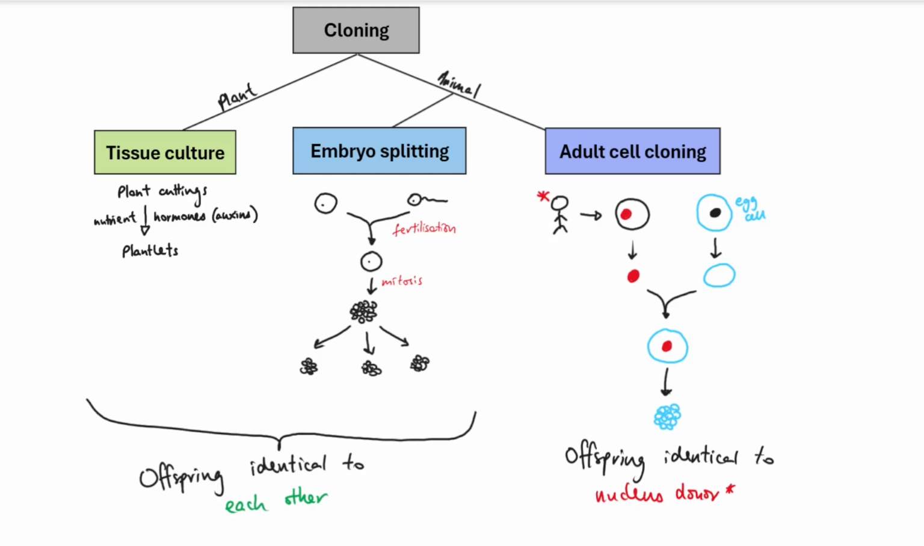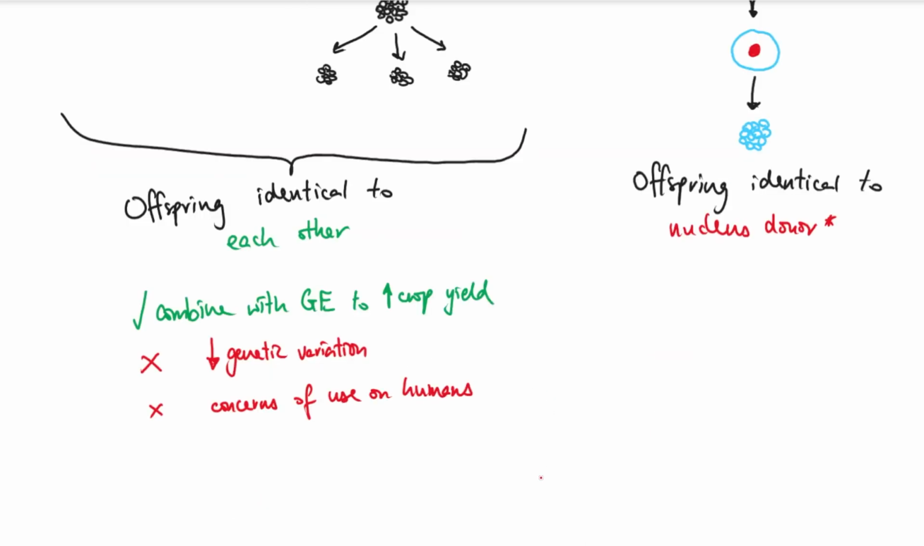In reality, at the moment, we do a lot of tissue culture and embryo splitting, especially in farming, because, like I said, we can combine it with genetic engineering to increase crop yield, for example. But adult cell cloning is not done at the moment, or is only done for research purposes, and it is illegal to do it on humans because of the various ethical and medical issues that could arise from doing so.